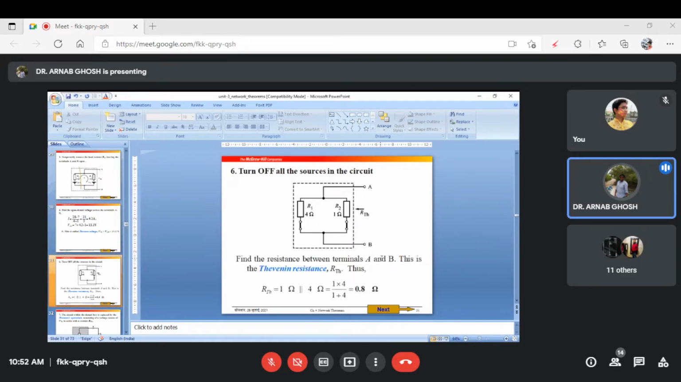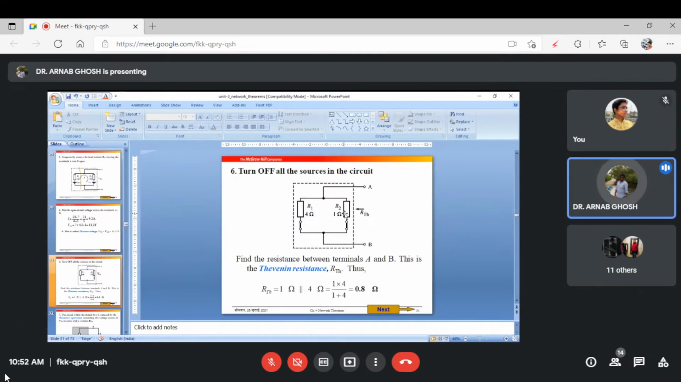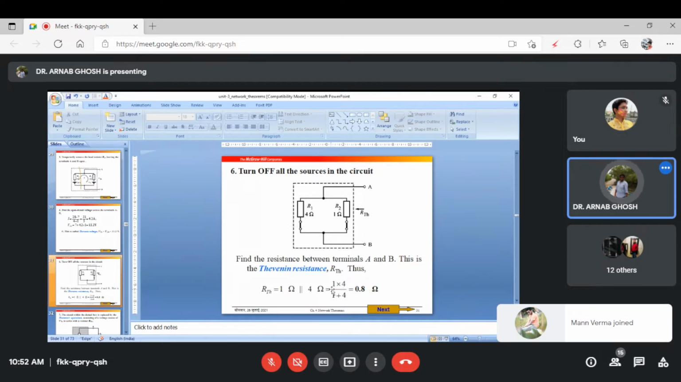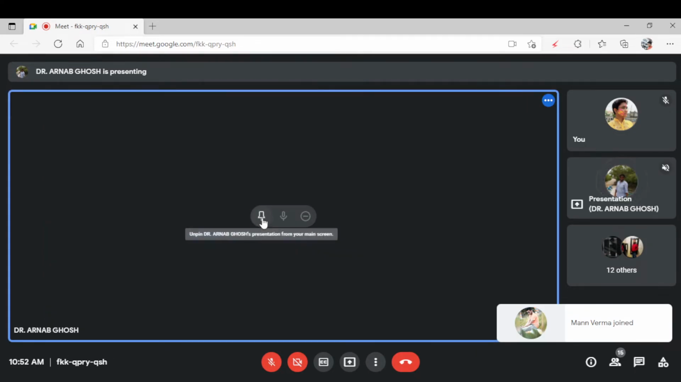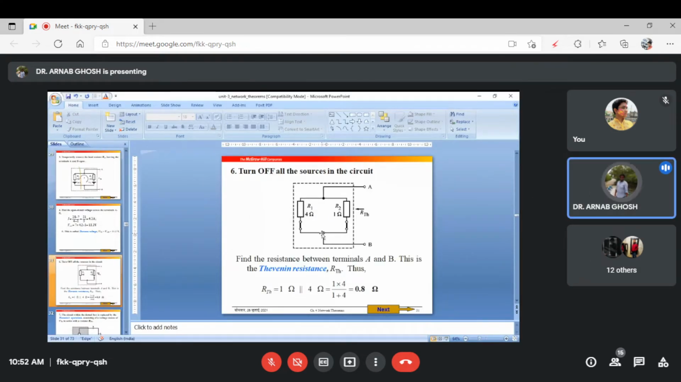Okay. Now what we are doing, we are turning off all the voltage sources. So you are left with this circuit only, where R1 and R2 are parallel to one another. So what you are getting is the Thevenin's equivalent resistance as 1 into 4 by 1 plus 4. If these are the two terminals, then you see this is one branch and this is another branch. So R1 and R2 will be parallel to one another.